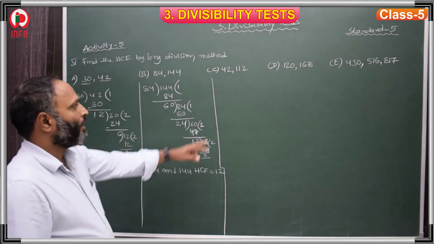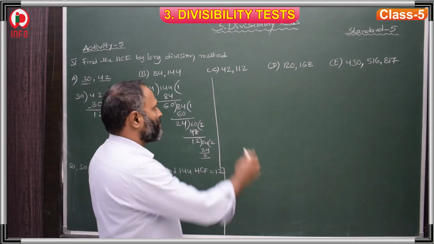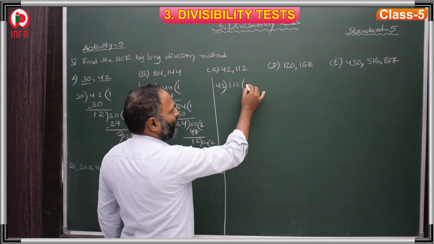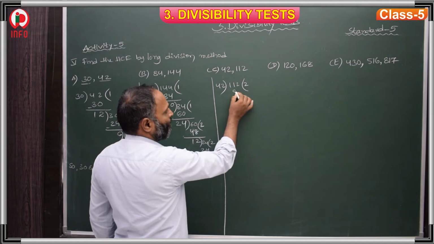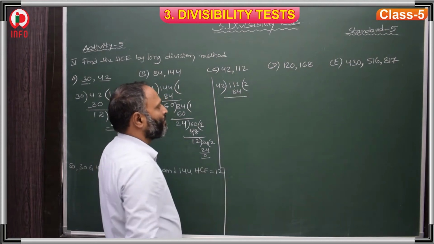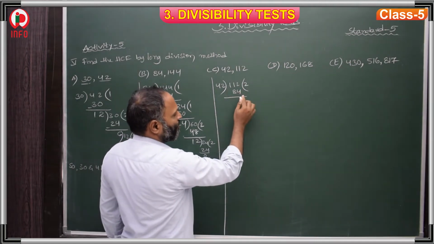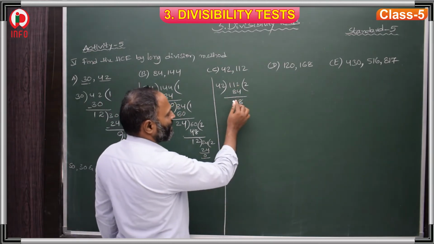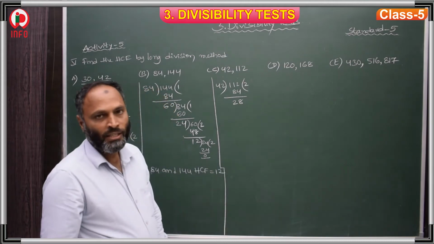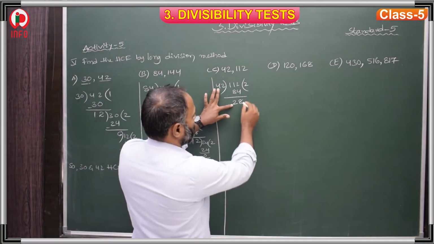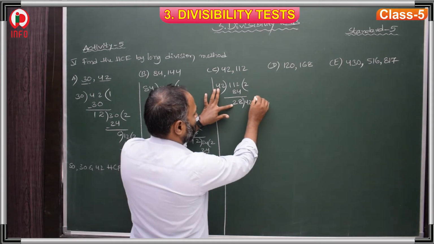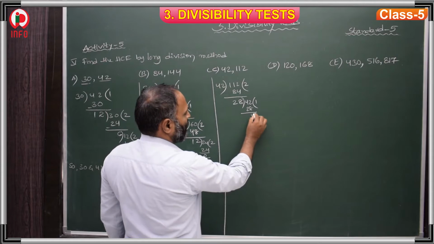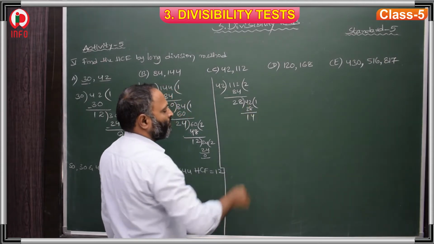Next, 42 and 112. Smaller one we have to take first and bigger one, 112. 42 twos are 84. Subtracting, we get 28. Then, first remainder with first divisor. 28 ones are 28. Subtracting, we get 14.